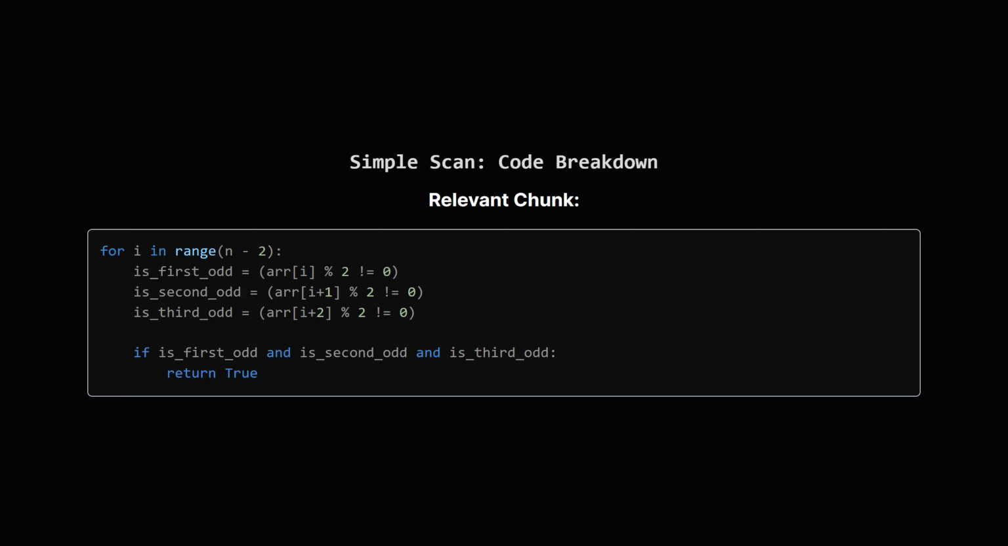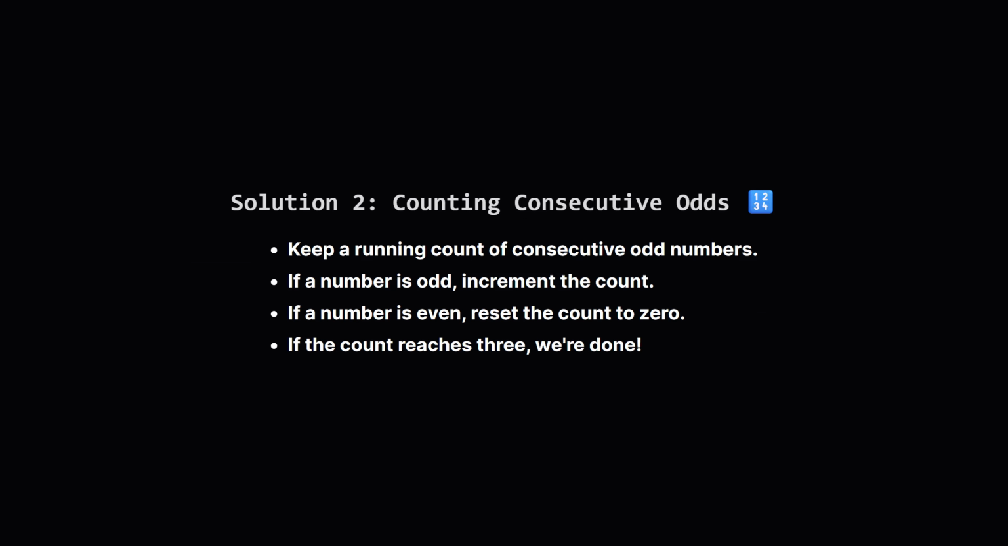So for each starting position we grab 3 numbers: the one at i, the one at i plus 1 and the one at i plus 2. For each of these we check if it's odd. Remember, a number is odd if, when you divide it by 2, there's a remainder. If the first one is odd, and the second one is odd, and the third one is odd, then bingo, we found our 3 consecutive odds, and we can immediately return true. If we go through all possible windows of 3, and don't find such a case, the loop finishes, and we return false.